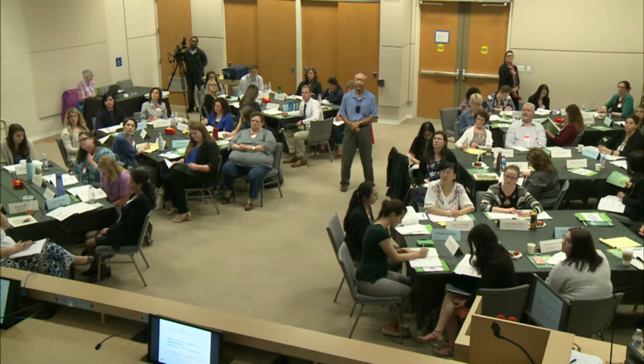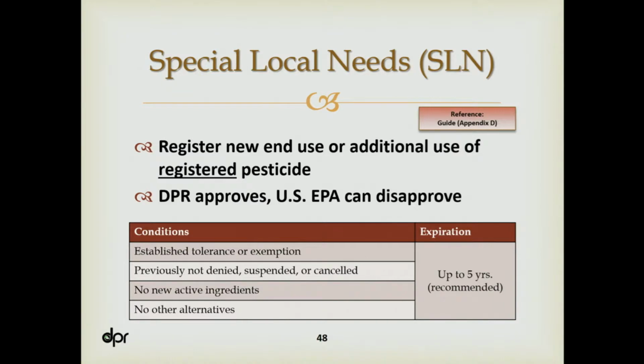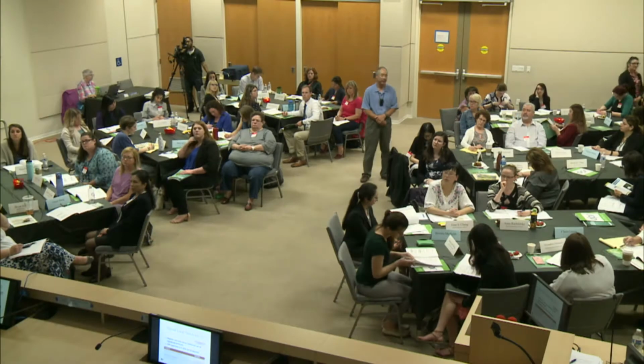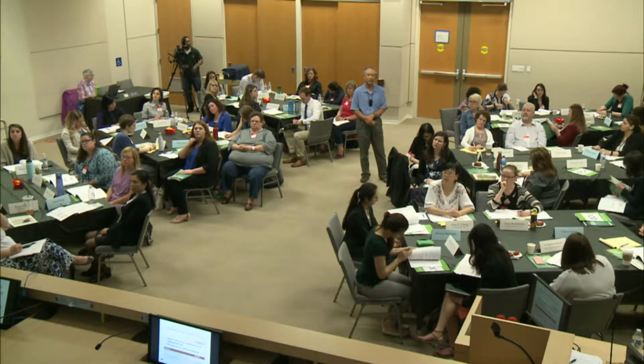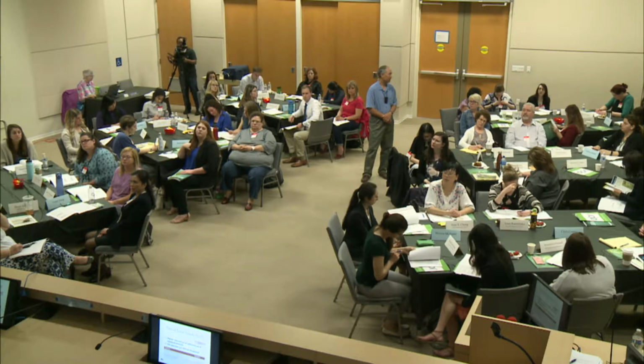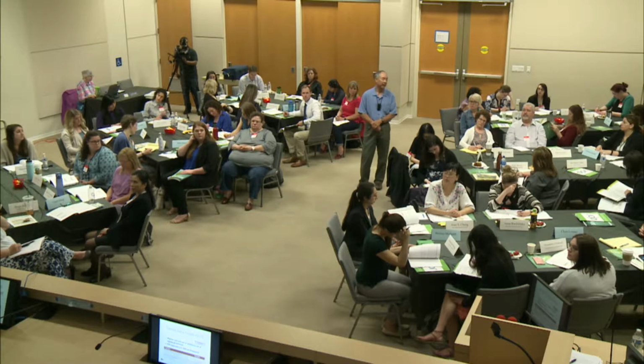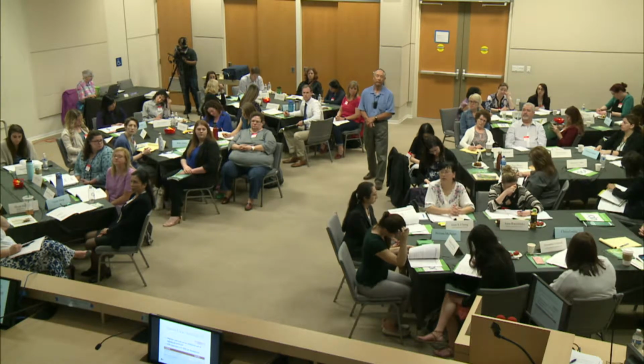Special local need, again, the intent of that whole thing is to add or allow additional uses of a pesticide. We approve it first, and then we submit it to US EPA for their final, well, I won't say final approval, but for their comments. They have 90 days to comment on that, disapprove, or add additional requirements. Now, as for the 18s previously, we submit those back to EPA, and they have to approve or accept it before we can actually issue it for use out in the field.